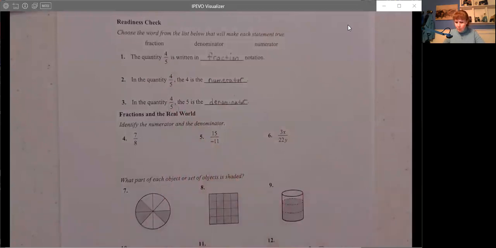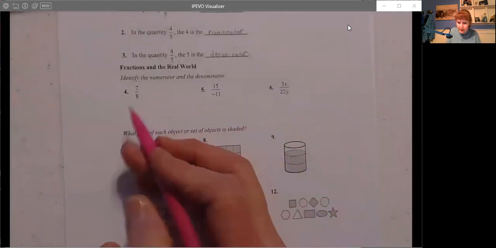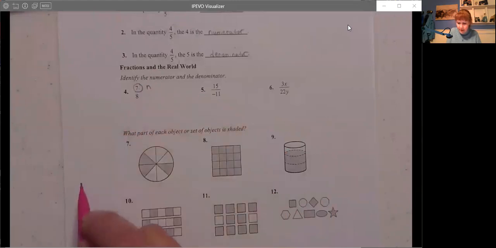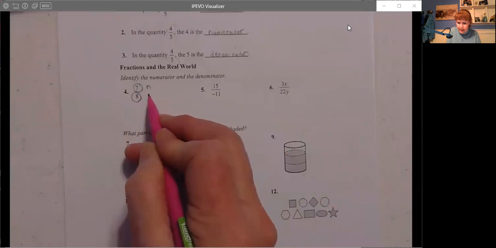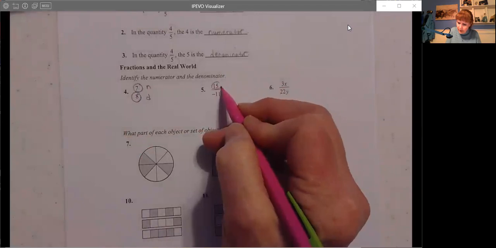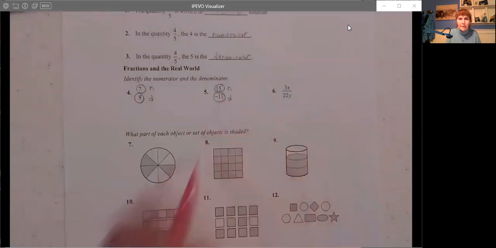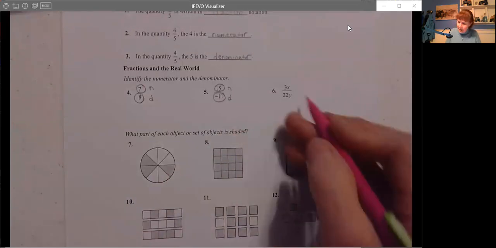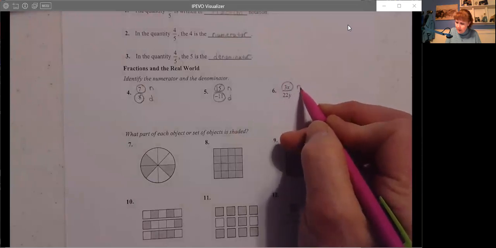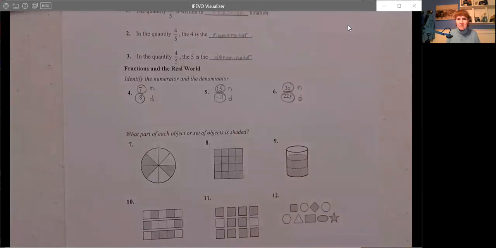Okay. So real quick, a few more examples. In this right here, the numerator is 7. I'll put an N there. The denominator is 8. Pretty simple. Here, the numerator is 15. The denominator would be negative 11. And throwing some variables in, 3x is the numerator, 22y is the denominator, no problem.